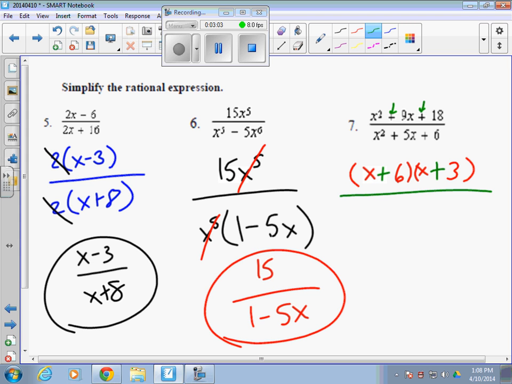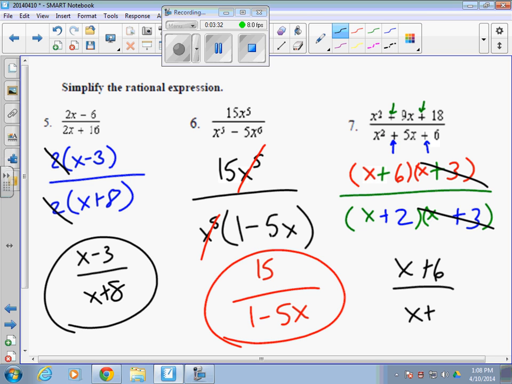Do the same to the bottom. It's x times x to make x squared. The factors of 6: 1 and 6, 2 and 3. Which ones get you to 5? Well, 1 and 6 and 2 and 3 are the pairs, but since the signs are both the same and both positive, you have to add the numbers up. So it has to be plus 2 plus 3, because if you added 6 and 1, you would get 7. Then you just cancel out what they have in common on both the top and the bottom. x plus 3 over x plus 3 leaves you with x plus 6 over x plus 2.